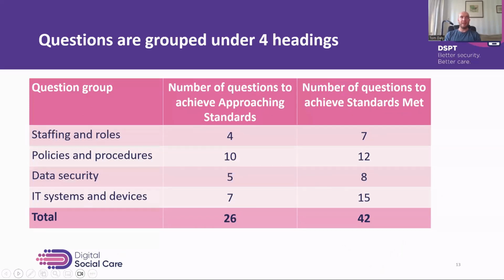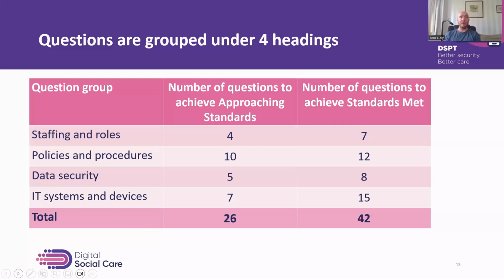And finally, just a little bit of insight here into how the DSPT assessment is grouped. So you can see there the 4 different categories. So you've got your staffing and roles, your policies, procedures, data security, IT systems and devices. IT systems and devices comes in especially around standards met, and of course a lot of that will be consistent across your multi-sites, with many of these third-party services or in-house services being procured for the whole of your sort of care sites.